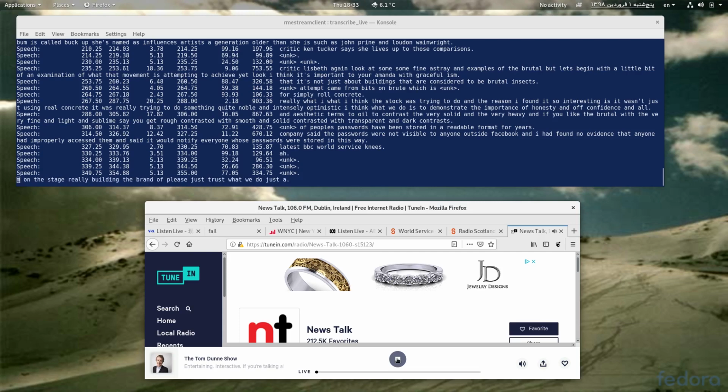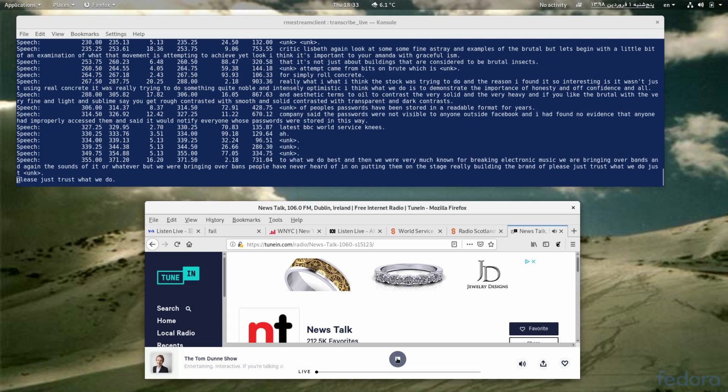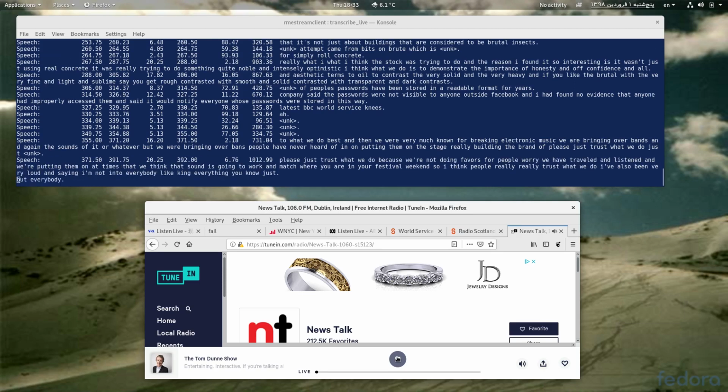Yeah, please just trust what we do, because we're not doing favours for people. We have trawled and listened, and we're putting them on at times that we think that sound is going to work and match where you are in your festival weekend. So I think people really, really trust what we do. I've also been very loud in saying I'm not into everybody liking everything, you know, but everybody there is worthy of your time. I'm digressing a bit.